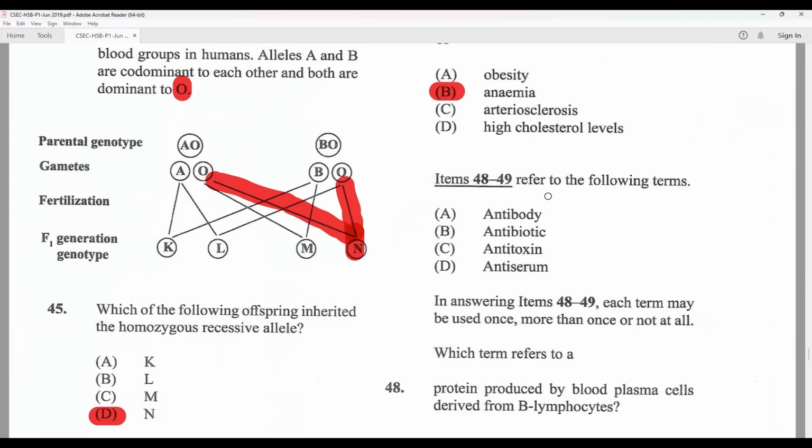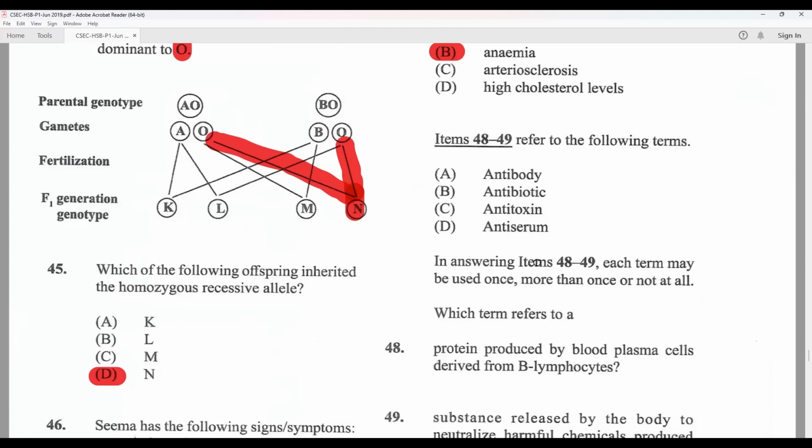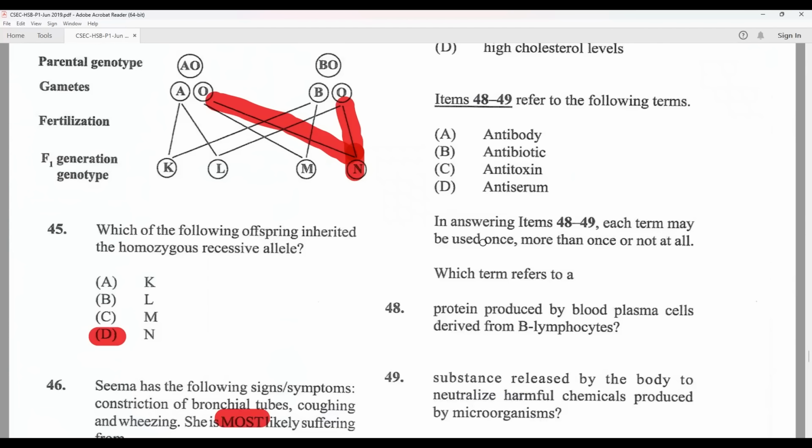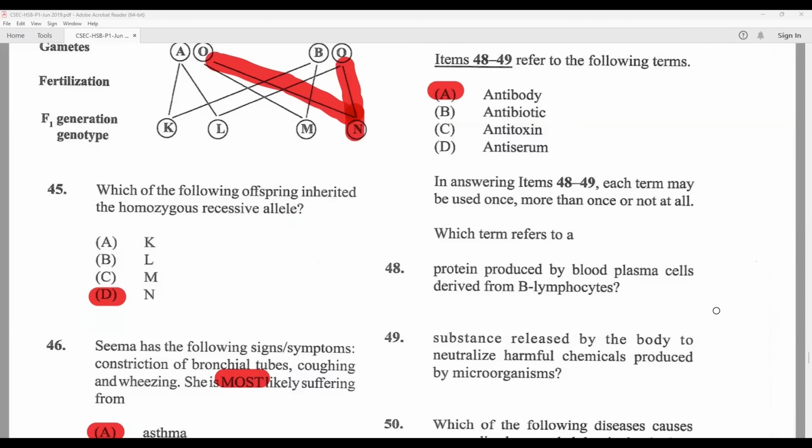Items 48 and 49 refer to the following terms: A, antibody; B, antibiotic; C, antitoxin; D, antiserum. Each term may be used once, more than once, or not at all. Which term refers to protein produced by blood plasma cells derived from B lymphocytes? That is antibodies. So 48 is A. Substance released by the body to neutralize harmful chemicals produced by microorganisms. That sounds like antitoxin.